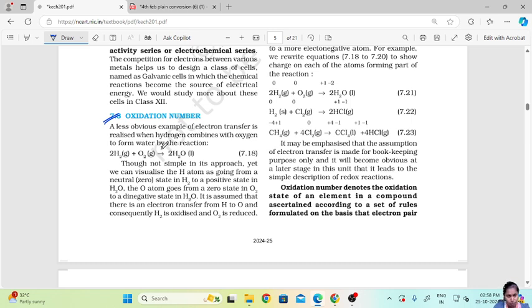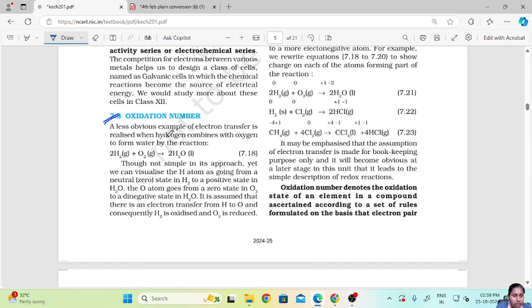Now oxidation number, a less obvious example for electron transfer, okay, how electrons are transferred, is realized when we combine hydrogen with oxygen to form water, where 4 hydrogen molecules and 2 oxygen molecules are involved to form 2 moles of water. Though not simple in its approach, yet we can visualize the hydrogen atoms as going from a neutral, that is 0 state in H2 to a positive state in H2O. The oxygen atom goes from a 0 state in O2 to a di-negative state in H2O.